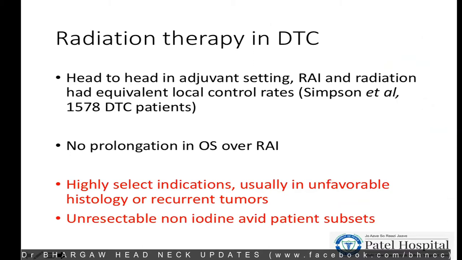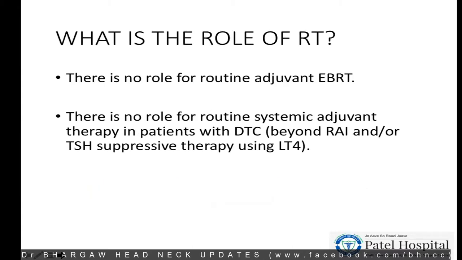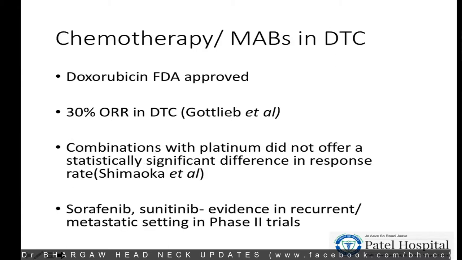Radiation therapy has very limited role, usually in unfavorable histology or recurrent tumors. So always make sure to discuss it in your multidisciplinary tumor board before taking a call on further management. Some studies have been done, and of course, patients who are unresectable and non-iodine avid will typically benefit from radiation therapy. But again, it's very histology specific. So make sure to discuss it with your radiation oncology colleagues before you move ahead. But remember that there's no role for routine adjuvant external beam radiation therapy, and there is no role for routine adjuvant therapy in patients beyond RAI and/or TSH suppressive therapy using levothyroxine. I've already covered that. So remember, radiation for very, very select indications.